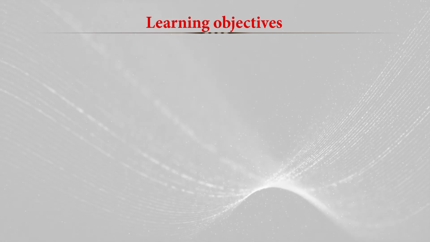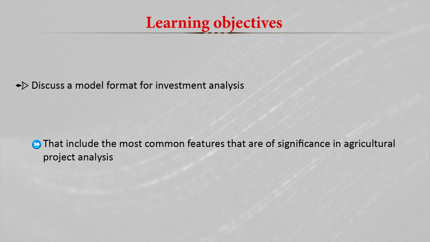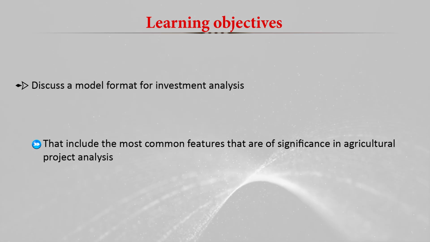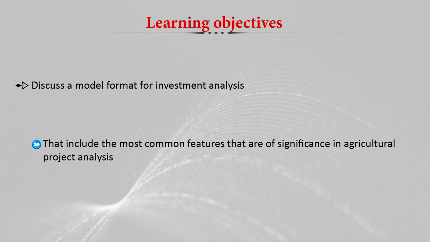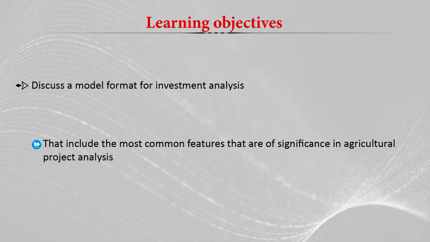The learning objective of this session is to discuss a model format for the investment analysis, and that includes the most common features that are of significance in agricultural project analysis. We want to understand a model format or model farm plan which is commonly used by the large category of farmers in a country like India. Once we finalize the components of the project, like crops and livestock in the new proposed farming system for a model farm, then we can proceed to prepare the farm investment analysis.